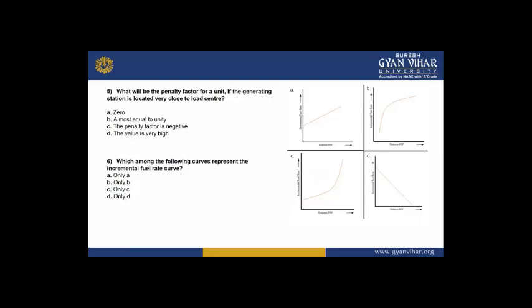Next is, what will be the penalty factor for a unit if the generating station is located very close to the load center? Penalty factor is almost equal to what? Is it equal to zero, is it equal to unity, or the penalty factor is negative, or the value is very high? It is almost equal to unity. So the lambda is almost equal to one.